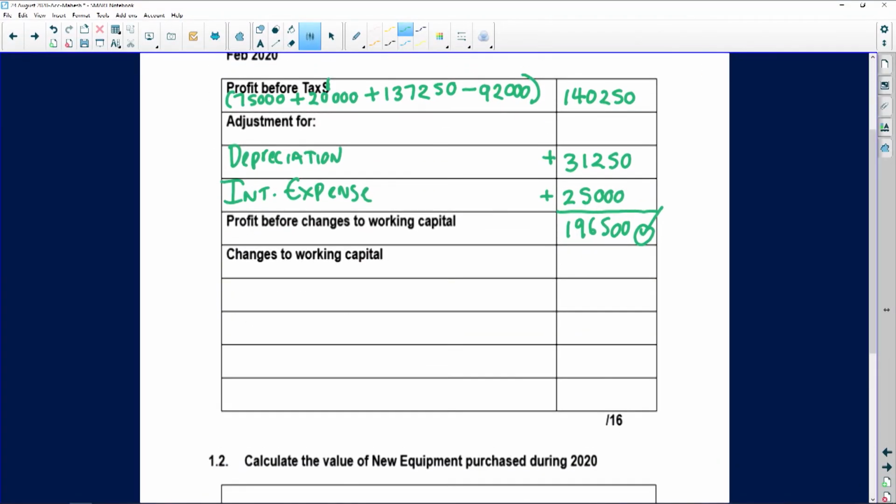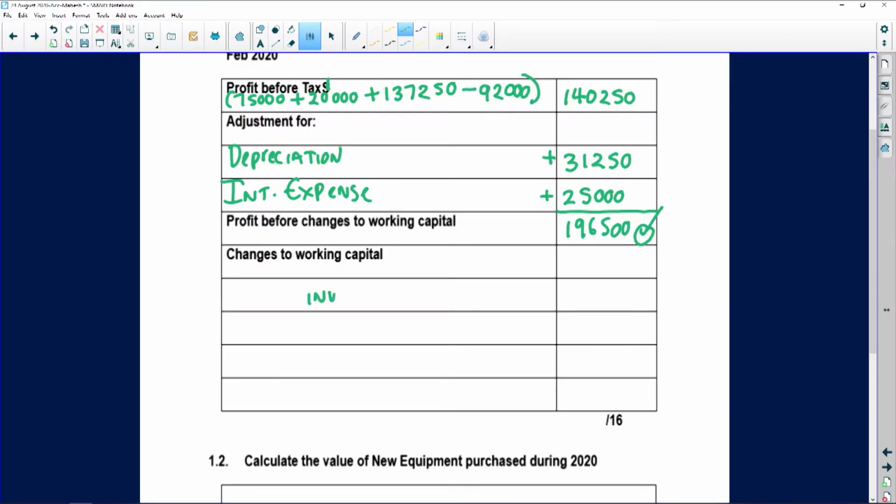Right, changes to working capital. Now remember, what makes up working capital? Buying of inventory, your debtors as well as creditors. That's what makes up working capital. So in that order, we are going to look at, from one year to the other, has this changed in terms of inventory, debtors, and creditors? So I'm going to leave a bit of space and fill in this order: the change in inventory, the change in trade debtors, or you can call it trade and other receivables, as well as any changes to creditors or trade and other payables.